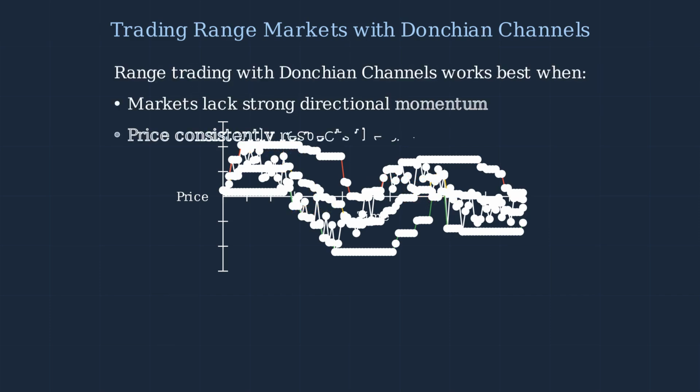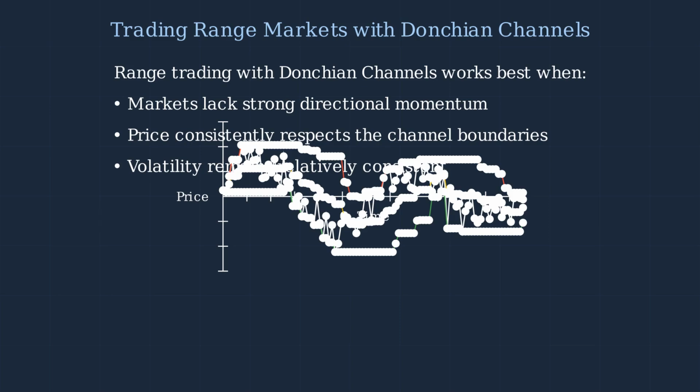This range trading approach works best when markets lack strong directional momentum, consistently respect the channel boundaries, and maintain relatively consistent volatility. However, be cautious of potential breakouts that may signal the end of the range-bound conditions and the start of a new trend.